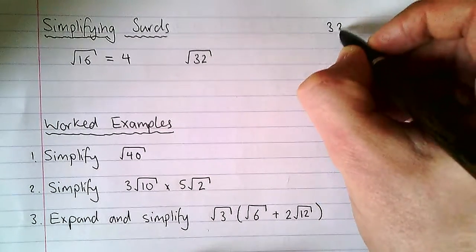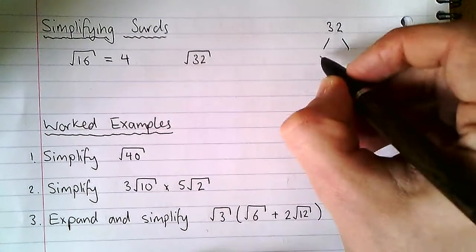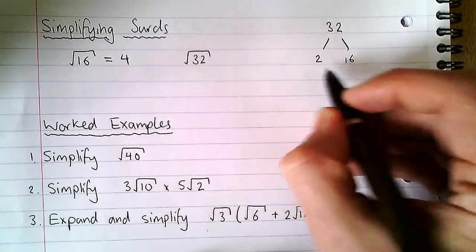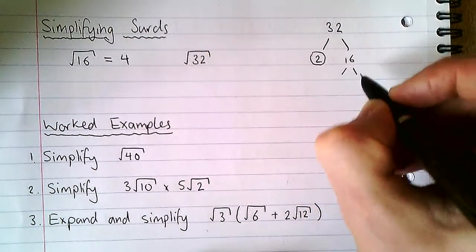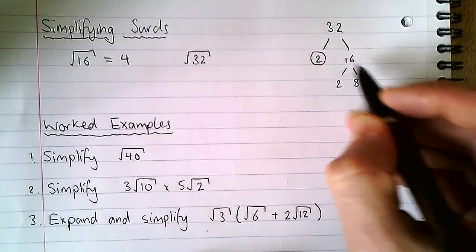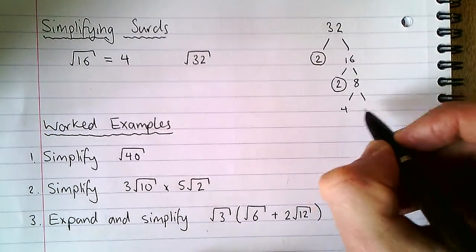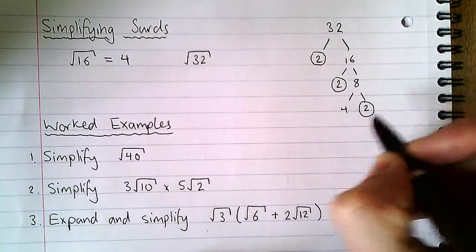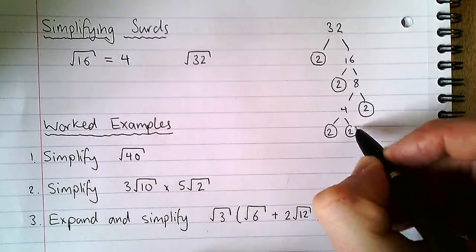So if I write the number 32 here, I'm going to start breaking this down. So 2 times by 16 will give me 32. I'm going to circle 2 because it's a prime number. I'm going to keep going. 2 times by 8 will give me 16. Again, I'm going to circle 2 because it's a prime number. And I've got 4 times by 2, circle 2 there. And then I've got 2 times by 2, which will give me the 4. Circle those.